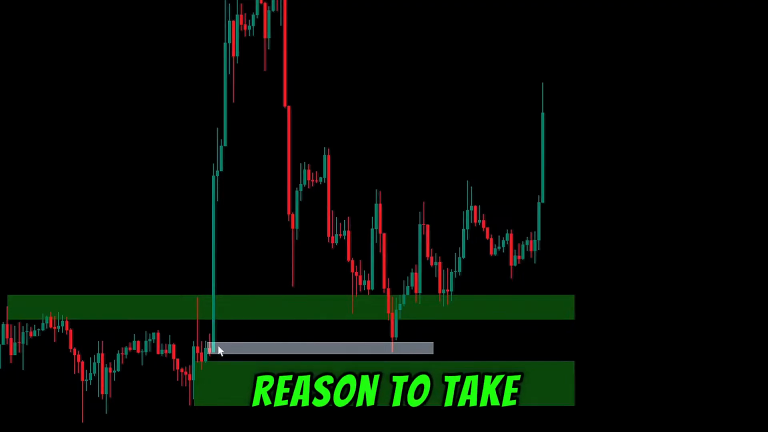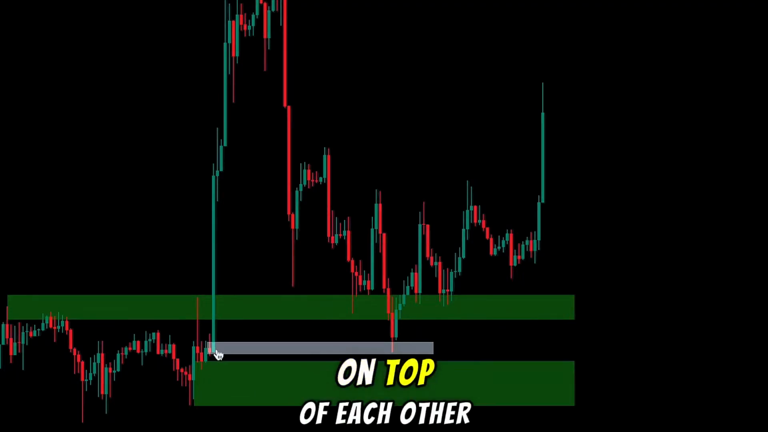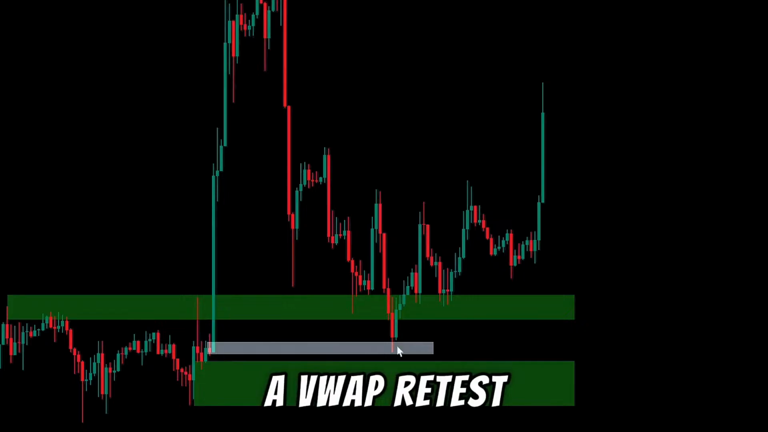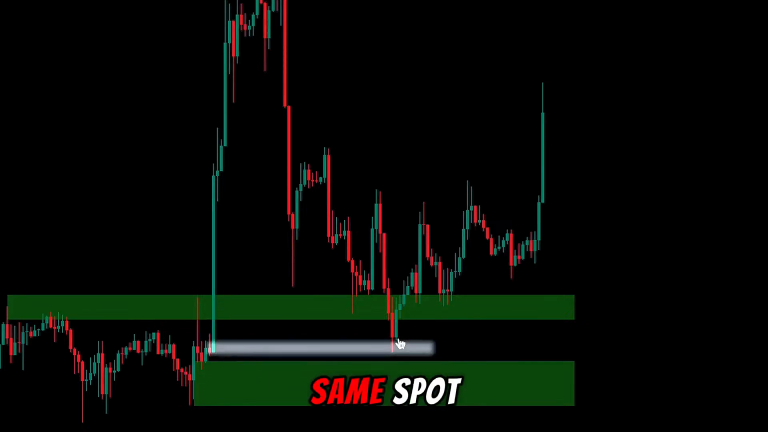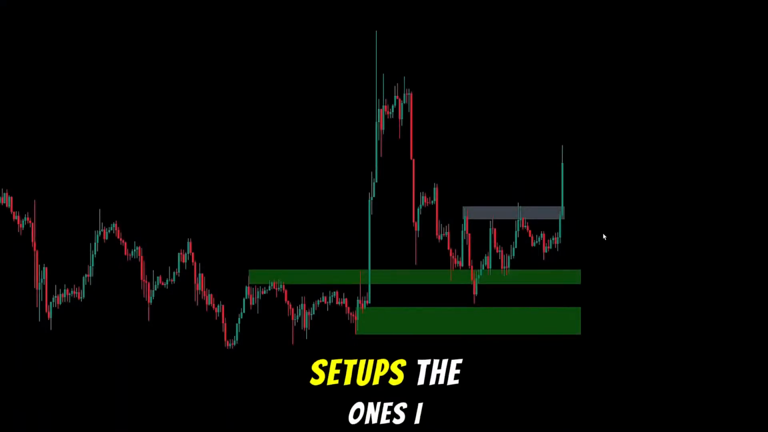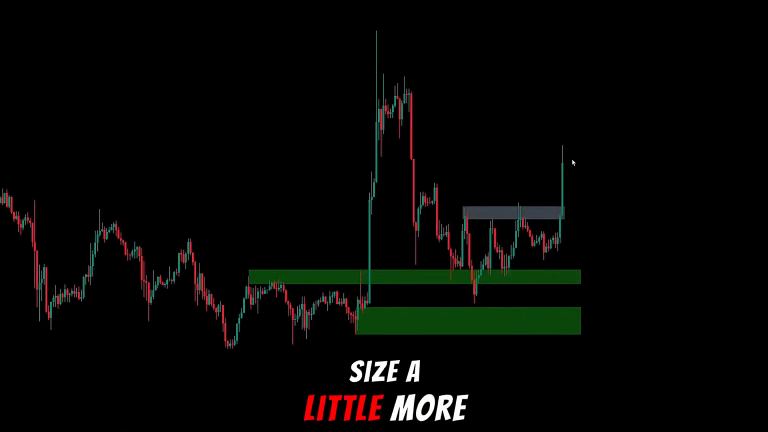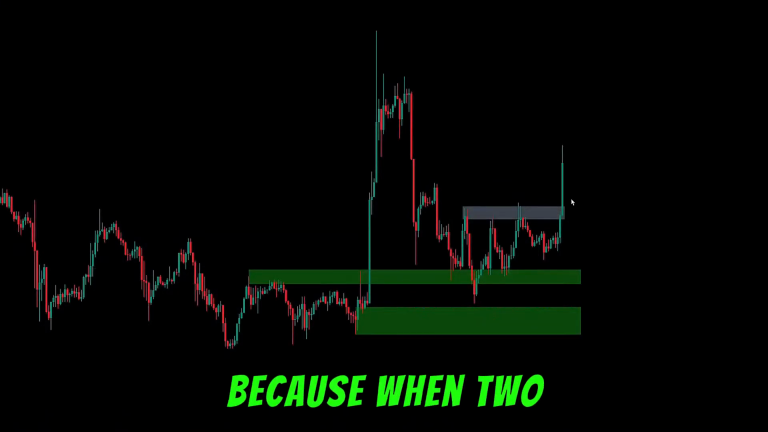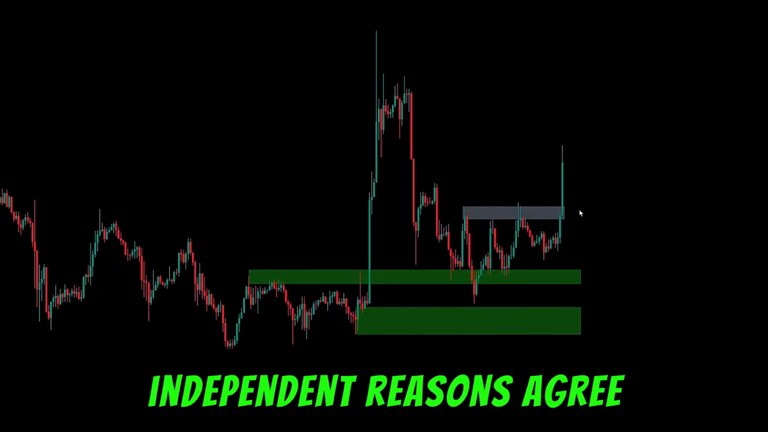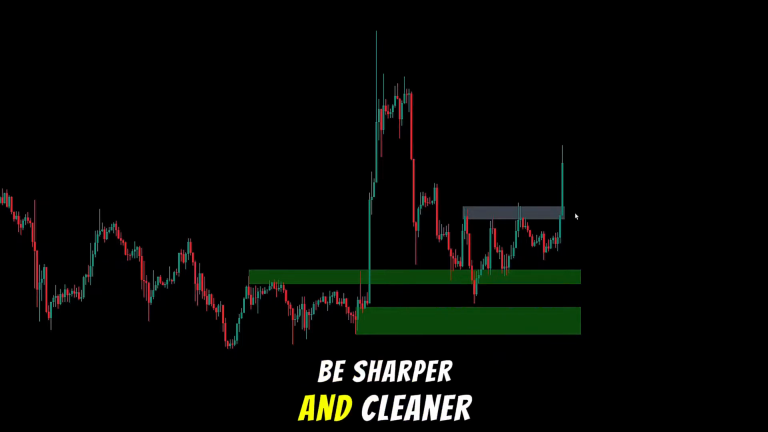Instead of one reason to take the trade, you've got 2 stacked on top of each other. A VWAP retest and a level retest in the exact same spot. Those are my A+ setups. The ones I size a little more confidently into. Because when 2 independent reasons agree, the reaction tends to be sharper and cleaner.